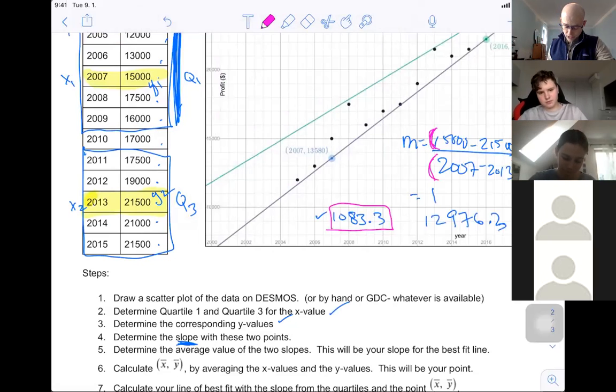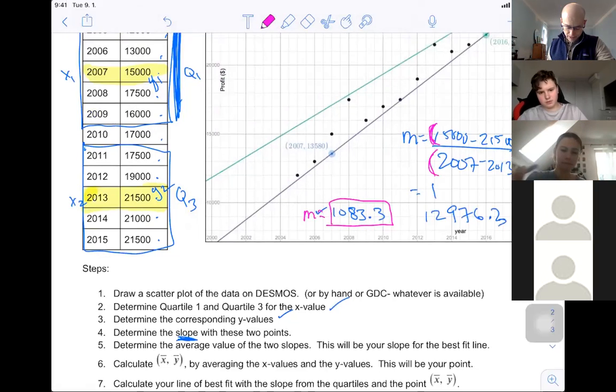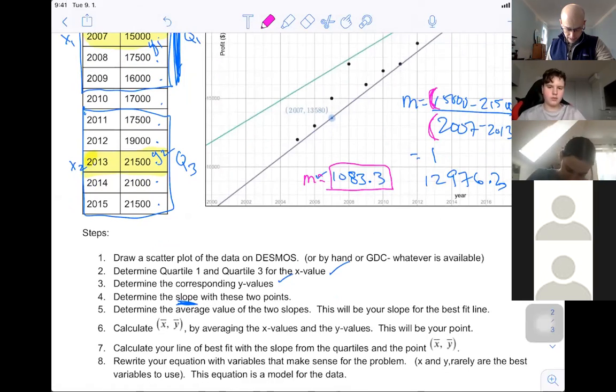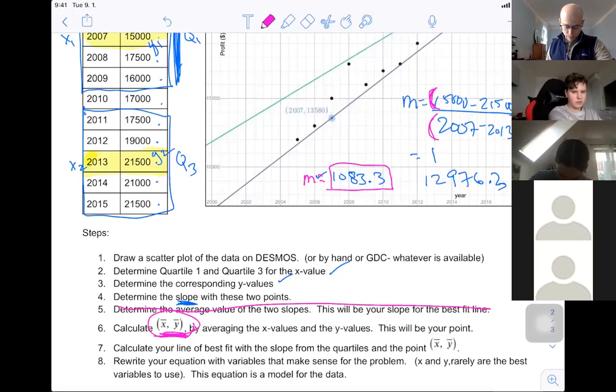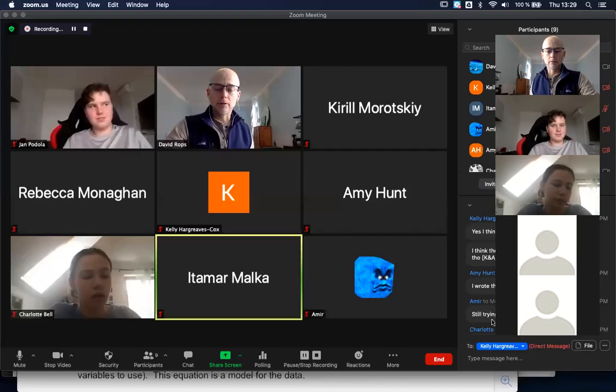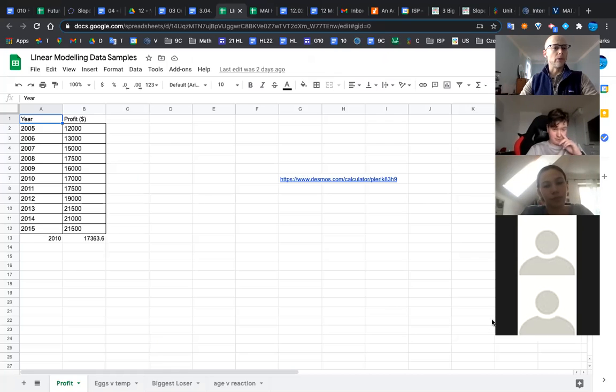So this is our slope. The next step says to calculate the average x bar, y bar of the two. Now, we could calculate it all with our calculator, or we can use the spreadsheet. Let's use the spreadsheet. Spreadsheet for the win.